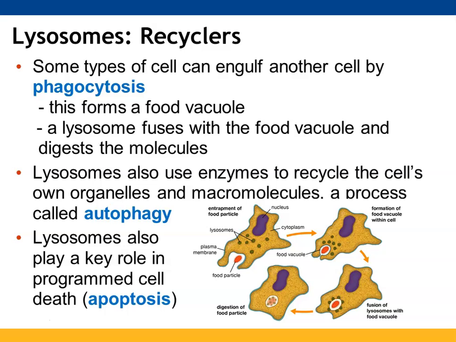So one way they can do this is by engulfing other cells, also known as phagocytosis. And when they go through this process, they basically are producing a food vacuole. And when the lysosome fuses with it, it's able to break down the different molecules inside of it.